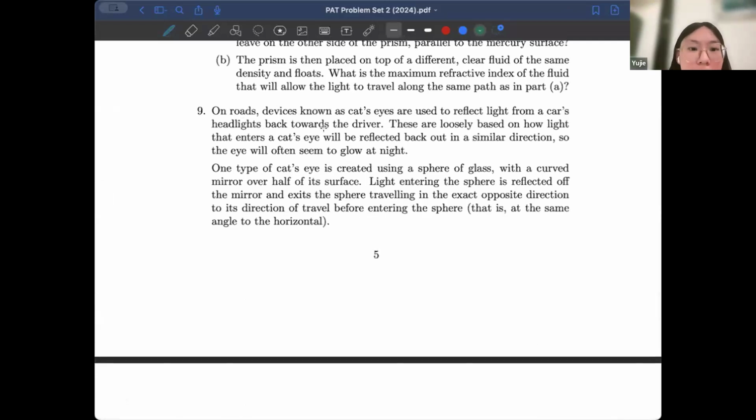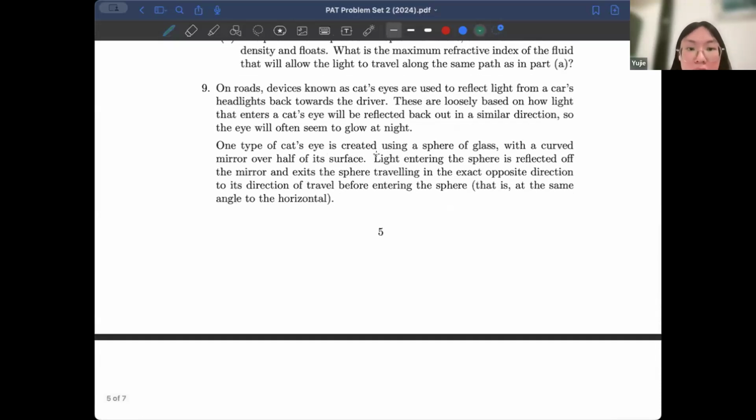So it says on roads, devices known as cat's eyes are used to reflect light from a car's headlights back towards the driver. These are loosely based on how light that enters the cat's eye will be reflected back out in a similar direction. So the eye will often seem to glow at night. One type of cat's eye is created using a sphere of glass with a curved mirror over half of its surface. Light entering the sphere is reflected off the mirror and exits the sphere, traveling in the exact opposite direction to its direction of travel before entering the sphere.